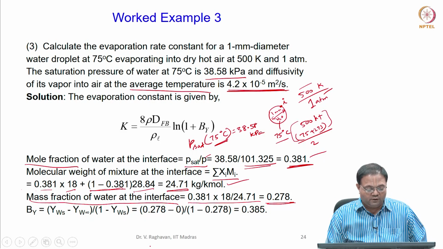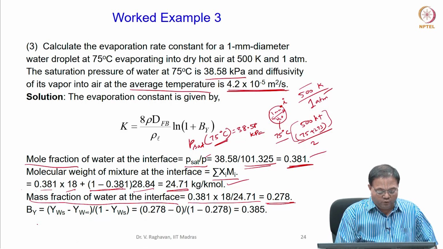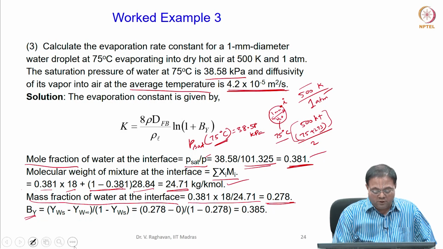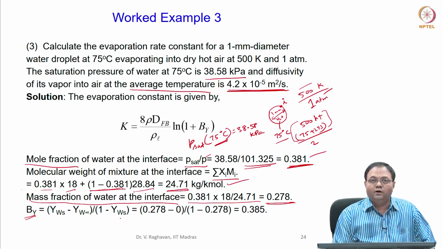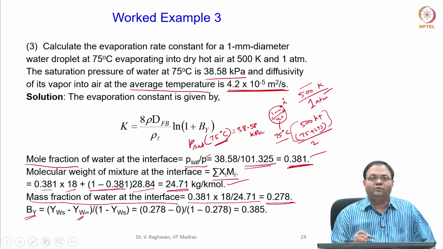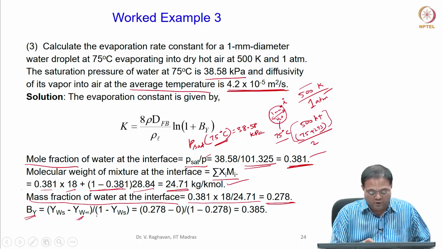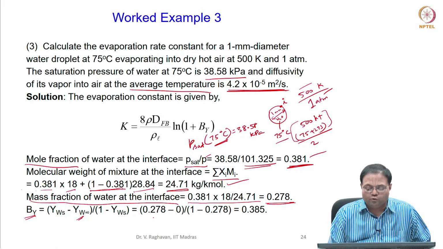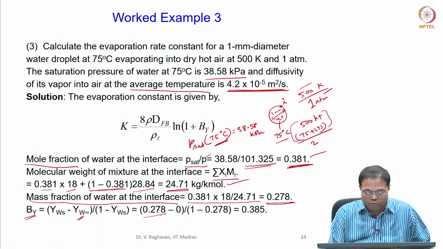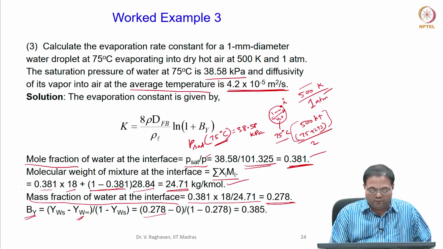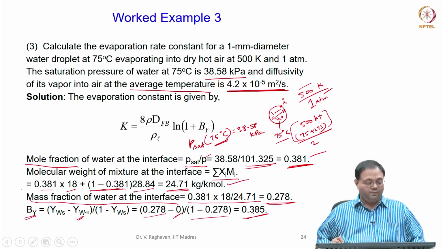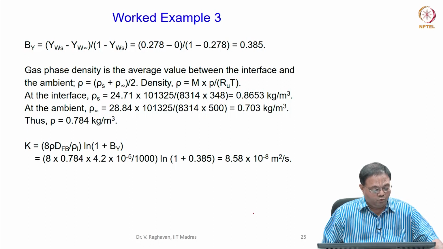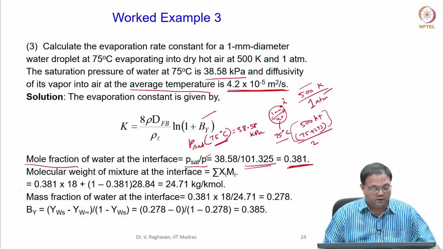So, now you calculate the values. Okay, the B number you calculate first: Y_WS minus Y_W infinity divided by 1 minus Y_WS. Again, Y_W infinity at a far radius is taken as very close to 0, so taken as 0. So, now 0.278 is the interface mass fraction of the water vapor, minus 0, divided by 1 minus 0.278, that is 0.385, that is the B number, B_Y. So, you know here B is calculated, B_Y.